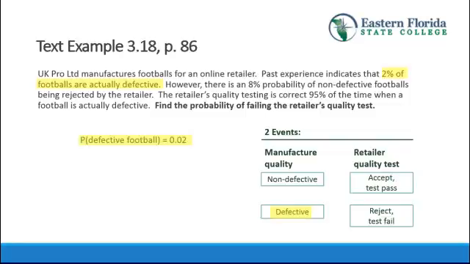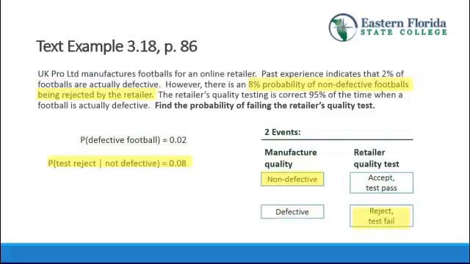There are just three probability values given in this problem. Let's state these probabilities in mathematical terms. 2% of footballs are defective. This is an outcome from one of our events. So we write the probability of a defective football equals 0.02.